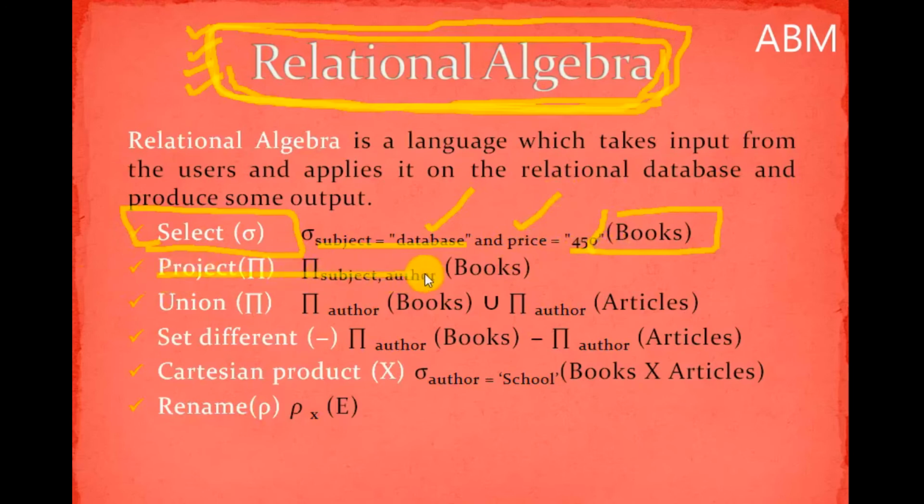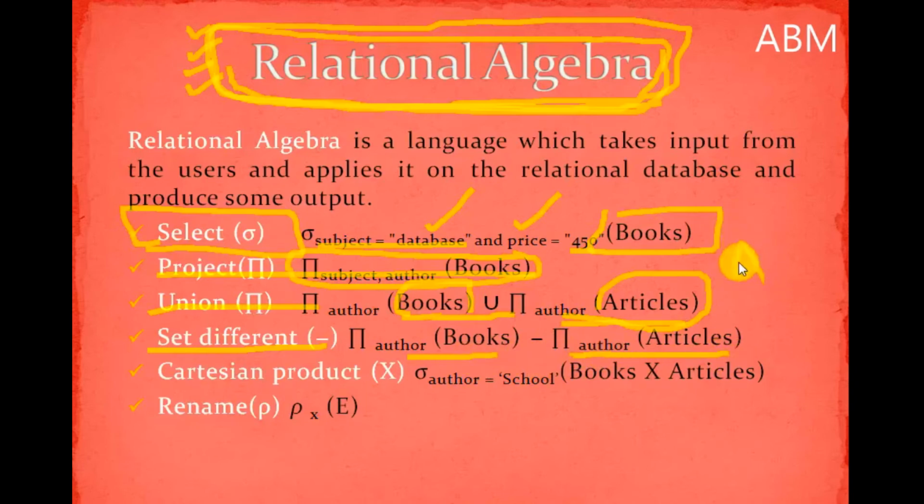Project has different types of constraints. For example, here they are selecting something from the books, but they may constrain here on the subject and the author, and according to that the data is populated. Union combines two tables' data. For example, here the data is combined from the book relation and from the articles relation. Set difference is also an algebraic term, where the author has written books but is not included in the article table of the same author. It is just like a difference.